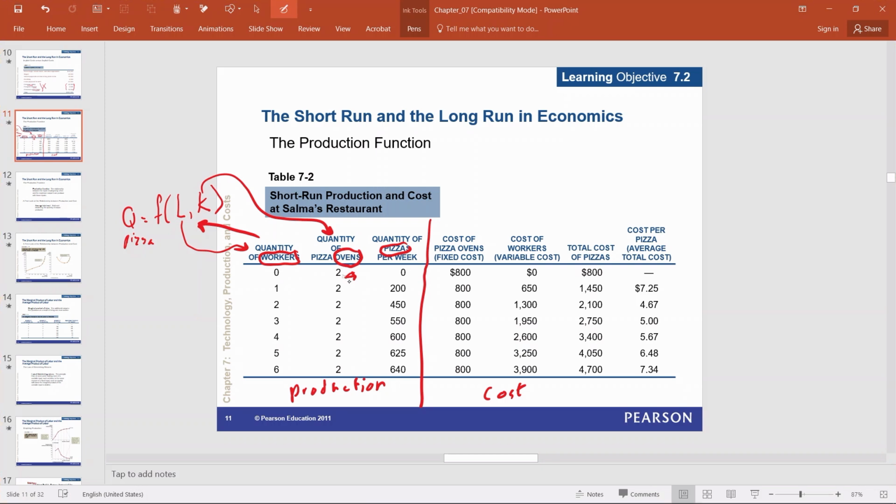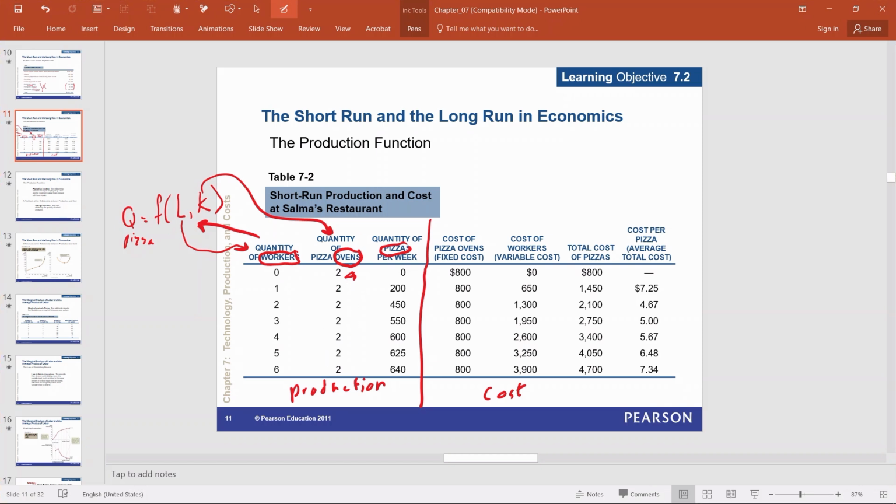As you see, this oven is a fixed input. So if they produce nothing or if they produce more than zero, they still have the oven. And because at level zero they don't produce, they don't have any workers to hire. So workers or labor is a variable input. And this input, which is labor, is increasing because the level of production is increasing. So they use more labor to produce more output of pizza, and the number of ovens in the short run is not changed.